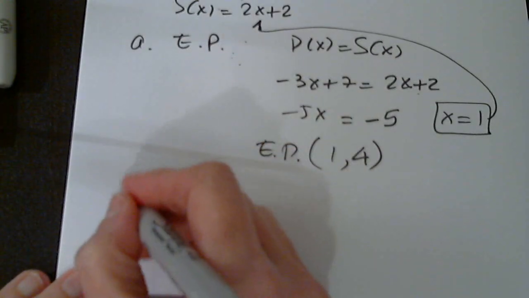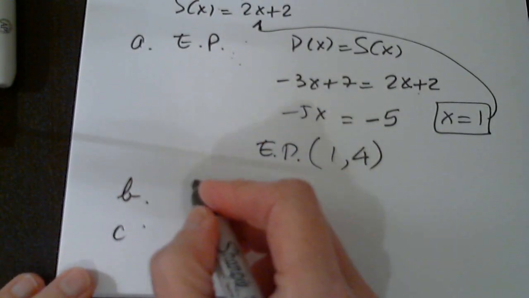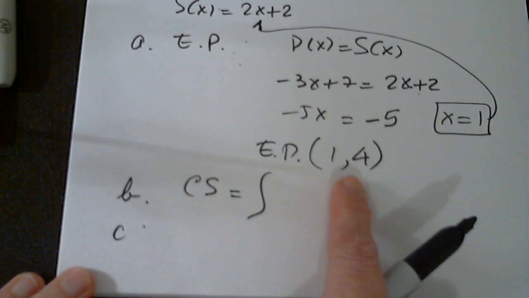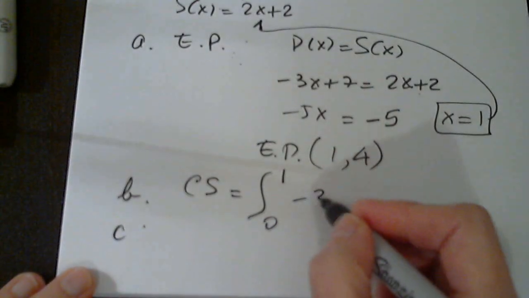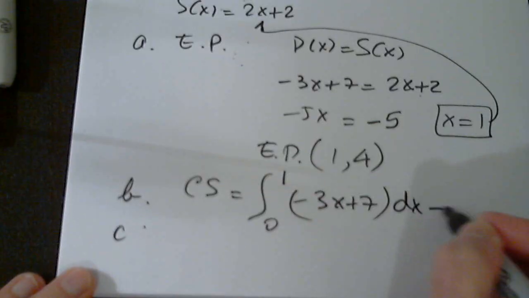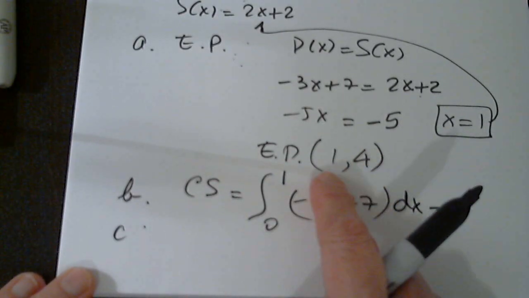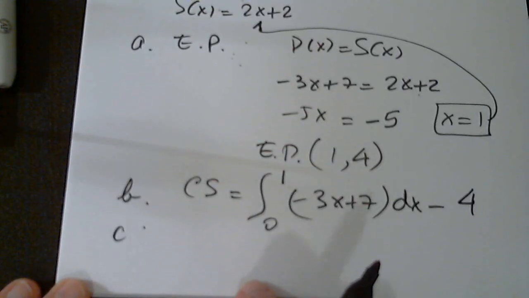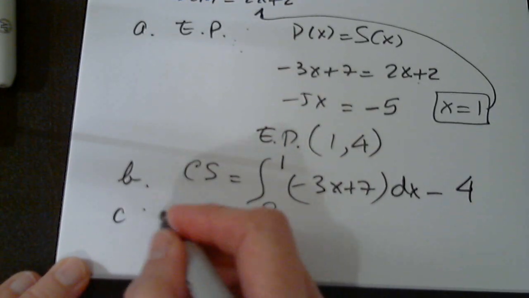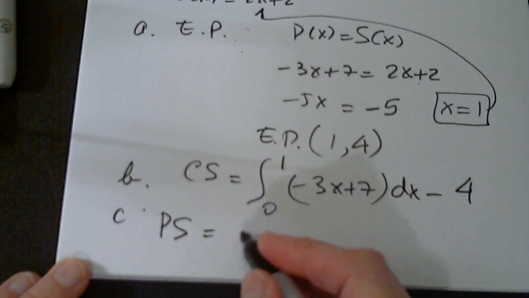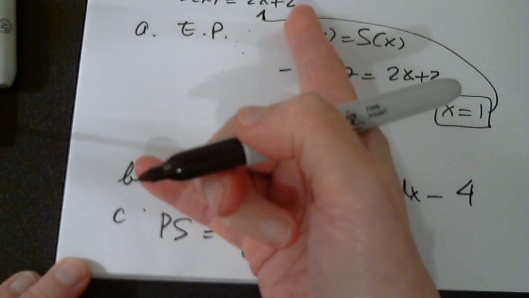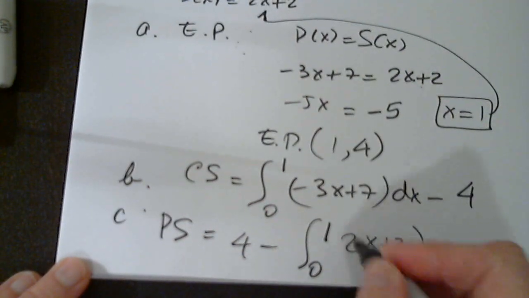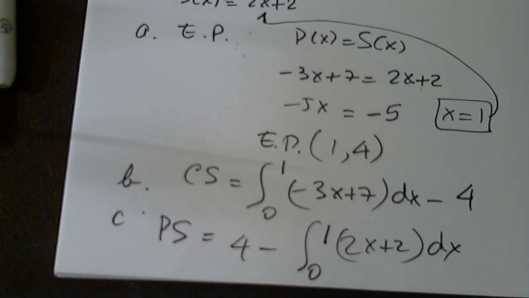And now in part B and part C, the consumer surplus is the integral from 0 to 1 of the demand function dx minus the product, base times height, of the equilibrium point. The other one, the producer surplus, is this product minus the same integral from 0 to 1, but of the supply function, 2x plus 2 dx. Of course, we're going to calculate them. I just wanted to put them there so you can see them.